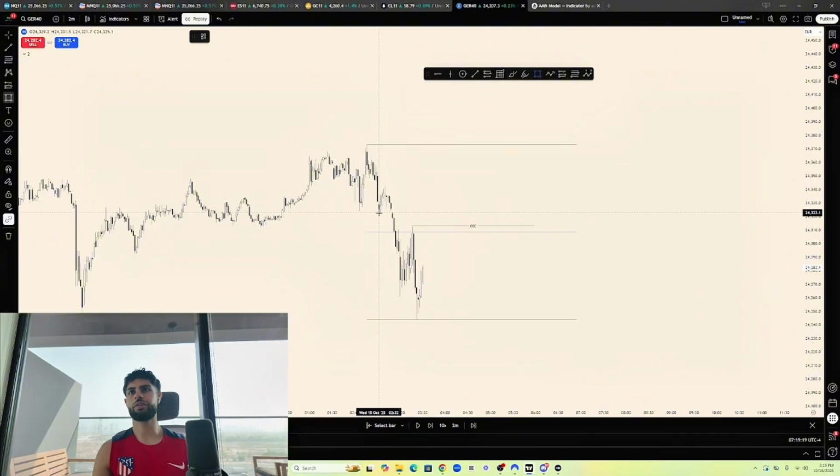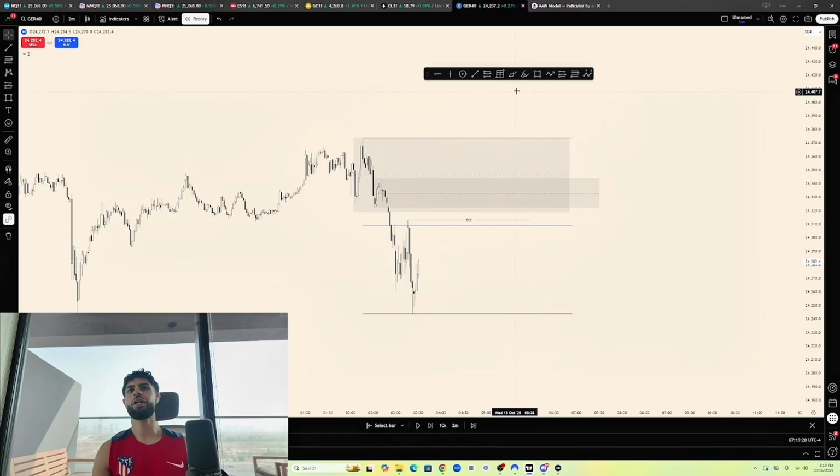We have this area of supply, which is nice and fresh. And we have this area of supply. So to keep it simple, I just mark that whole area. And I'd look for price to sweep this and then continue the next leg lower. Let's see what we do. We sweep liquidity. We return to our area of supply.